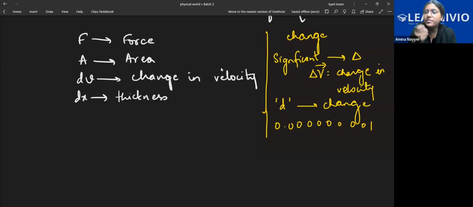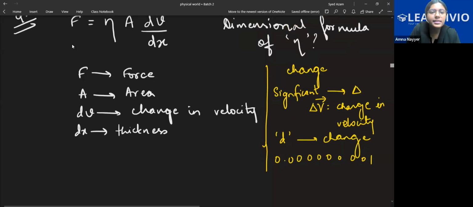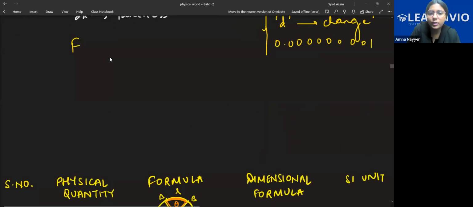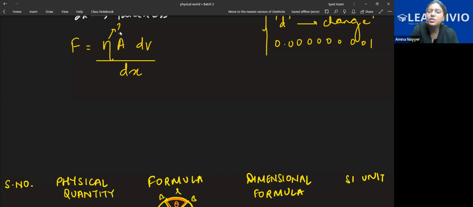Or the change is very slow. Something is changing over a very slow period of time. For that purpose, I'll teach you this part again in detail. Don't worry. Now let's come back to this question. So this says F is equal to eta A dv, this whole thing divided by dx. Now we have to find out the dimensions of the coefficient of viscosity, that is the symbol eta.